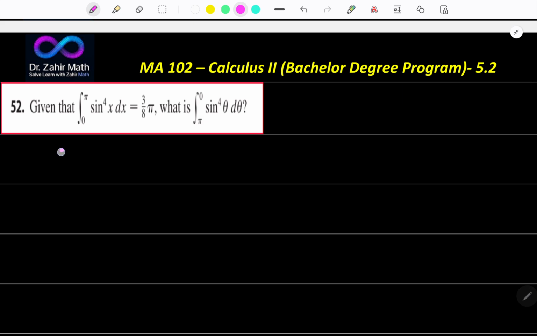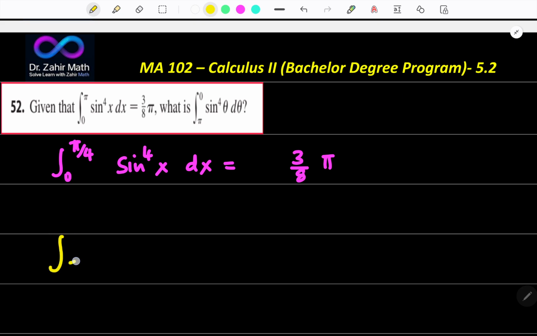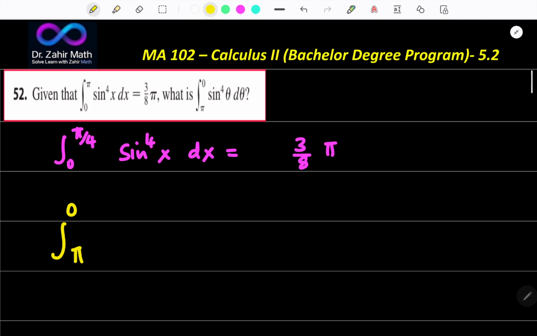What is given? Integral 0 to pi by 4 of sine power 4x dx is equal to, the answer is already given, no need to integrate, 3 by 8 pi. So what does the question ask? What is integral pi to 0? Sorry, this is not pi by 4. Oh, sorry, it is not pi by 4, it is pi. So it is pi to 0 of sine power 4 theta d theta.